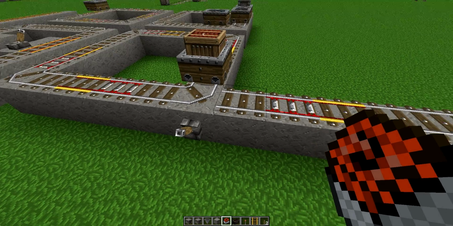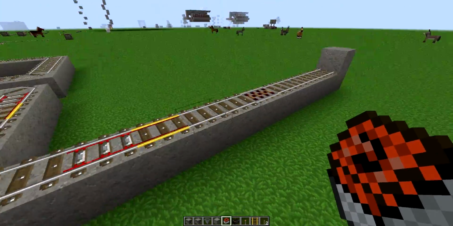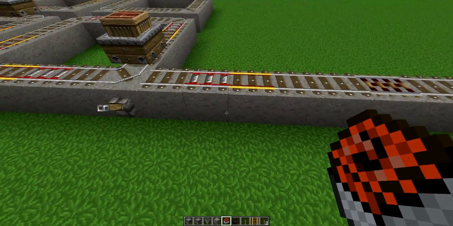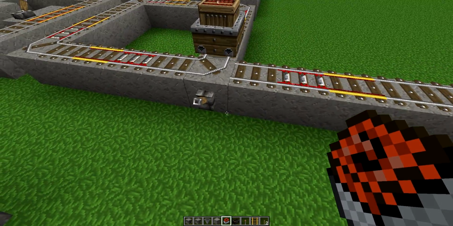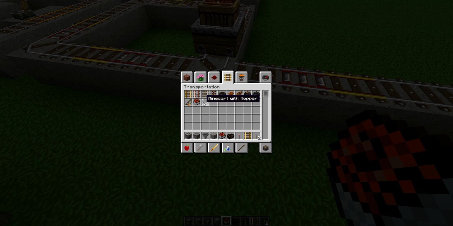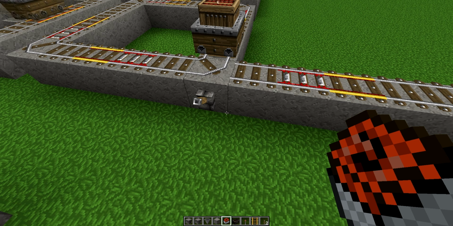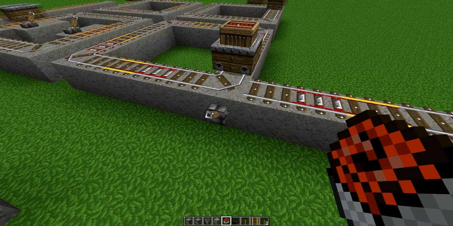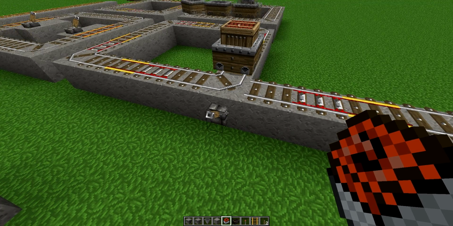Alright, before I move on to the last bit that I want to talk about, which are activator rails, I've got one right down here, I want to briefly mention the thing that I'm about to skip over, which are minecarts with hoppers in them. And to be honest, minecarts with hoppers in them, they're pretty simple and pretty straightforward. They behave in much the same way that a minecart with a player inside of it would act.